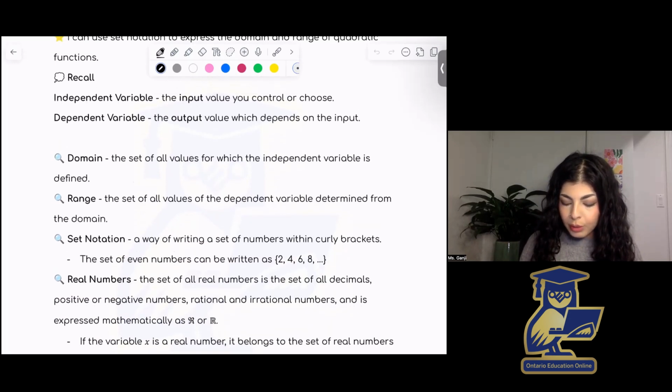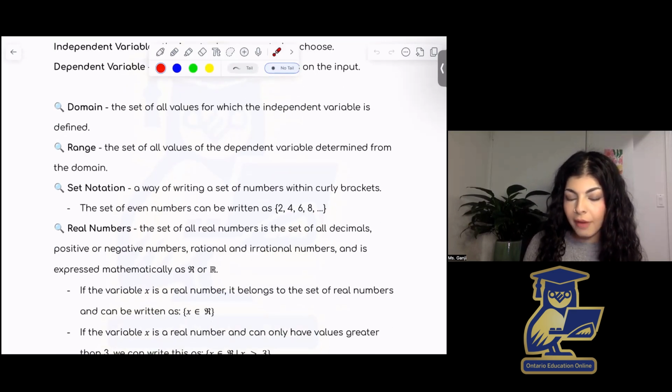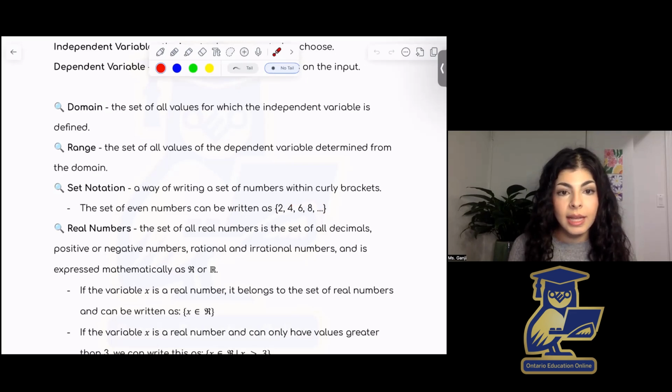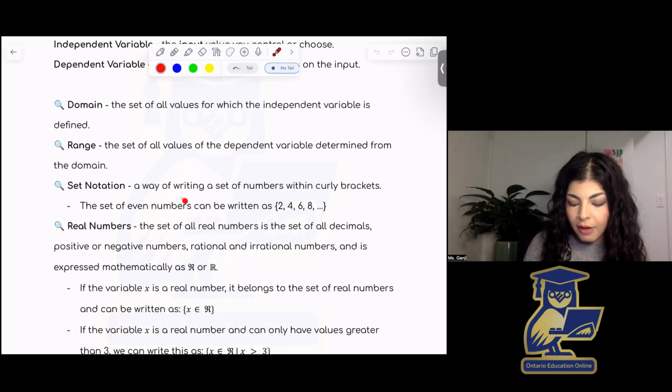And what we use is set notation, and that's pretty much a way of writing numbers as a set. So we have the curly brackets, and all our numbers are separated by commas. And here we have a pattern of even numbers. So we can see that 2, 4, 6, 8. And the three dots just tells us that this will continue on for all the positive even numbers. So this is the set of even numbers.